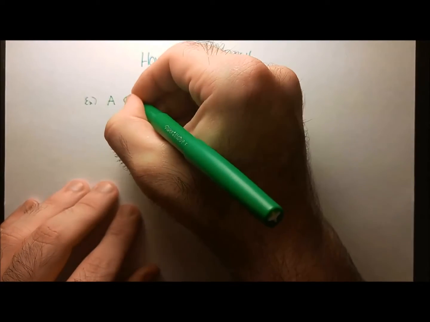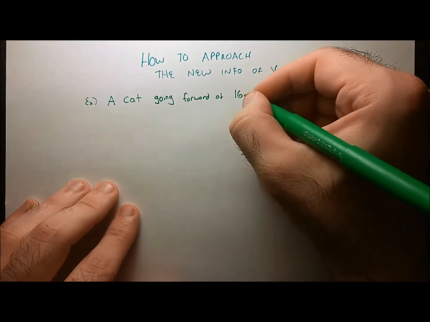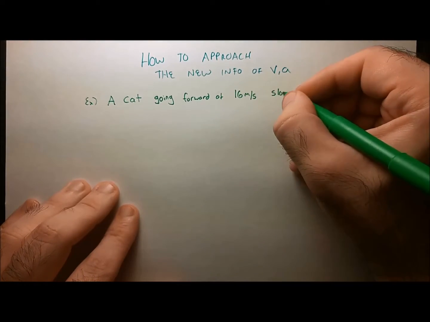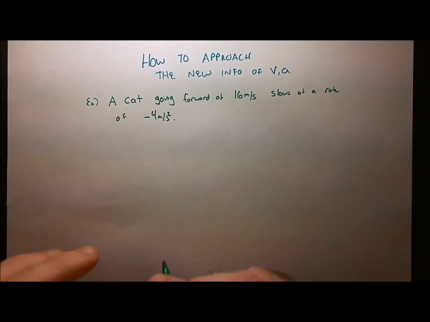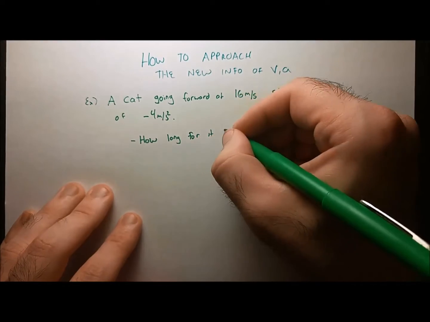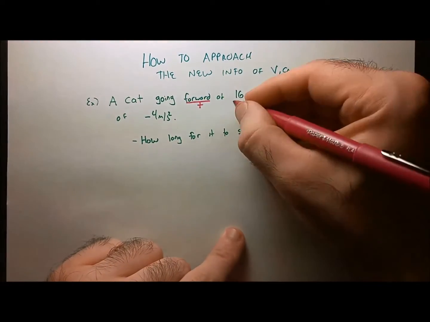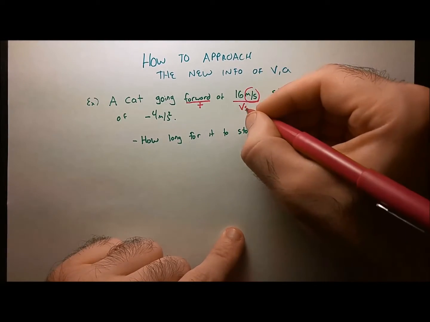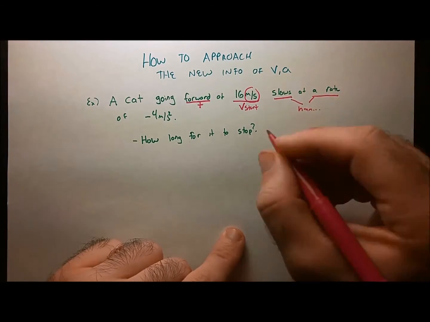Writing down the example: a cat going forward at 16 meters per second slows at a rate of -4 meters per second squared. How long for it to stop? Now, how I want you to approach this is underlining things and figuring out what they mean. By looking at the units, I can figure out the starting velocity. I don't know what "slows at a rate of" means, but I know meters per second squared is acceleration.